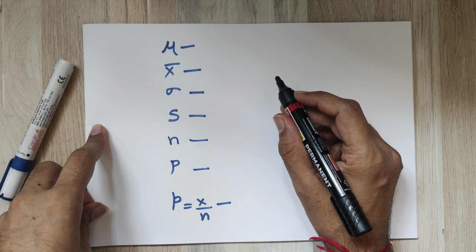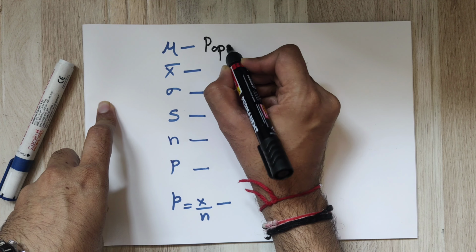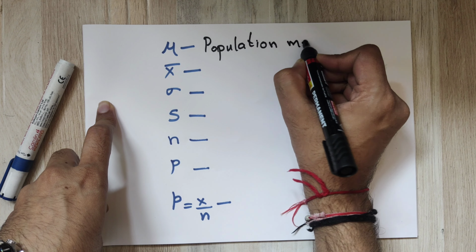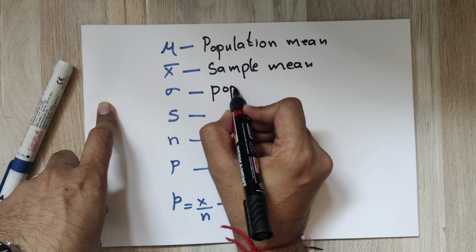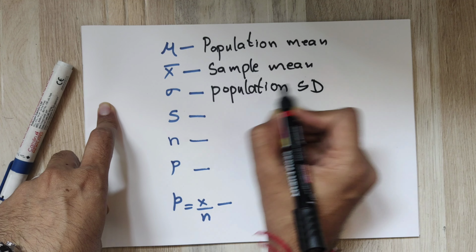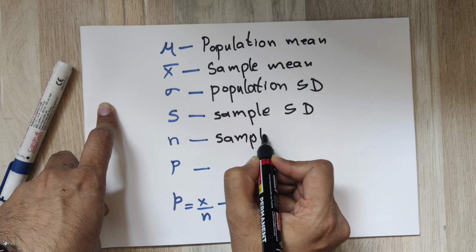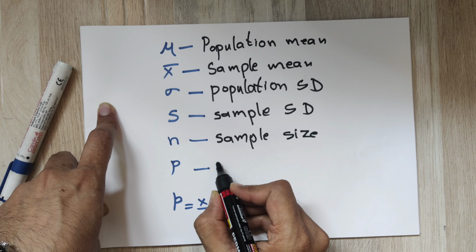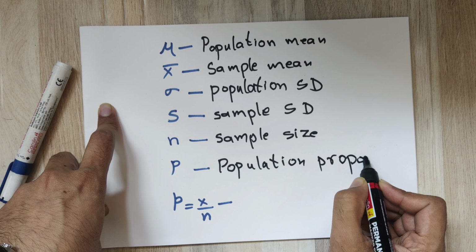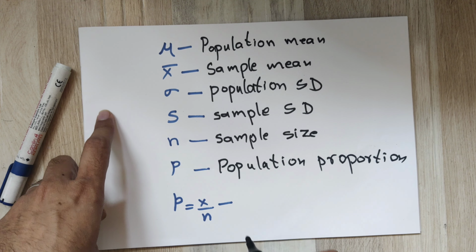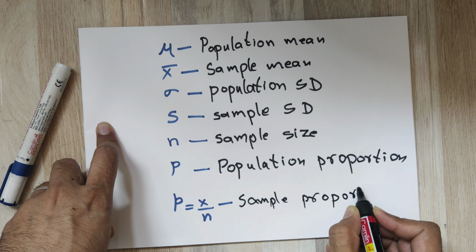Before we start with our testing of hypothesis, let us understand the notations that we'll be using throughout the video. So mu represents the population mean. X bar over here represents the sample mean. Sigma represents the population standard deviation. S represents sample standard deviation. N represents sample size. Capital P represents the population proportion. And small p represents the sample proportion. We can calculate the sample proportion by using the formula x upon n.